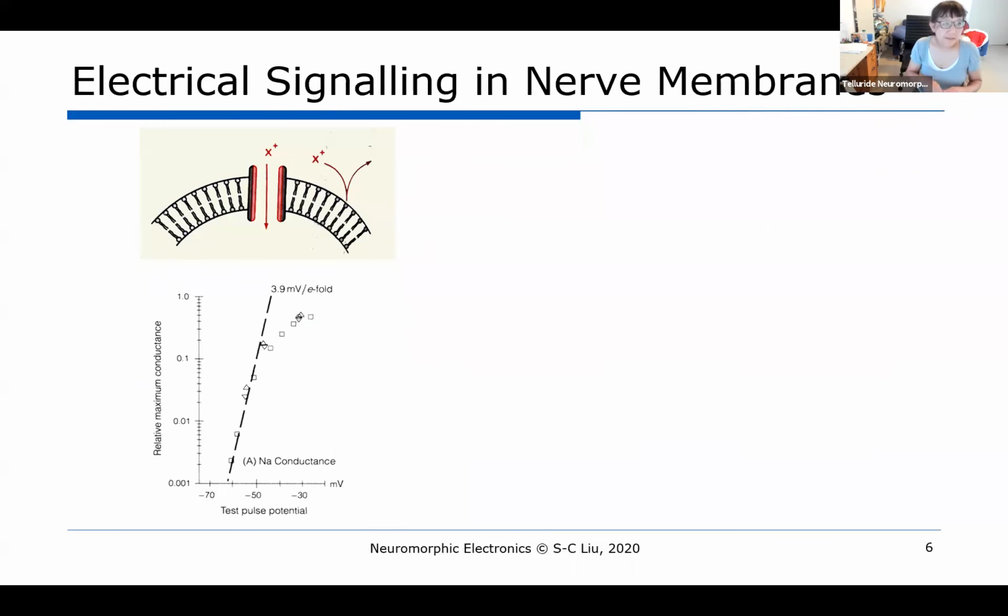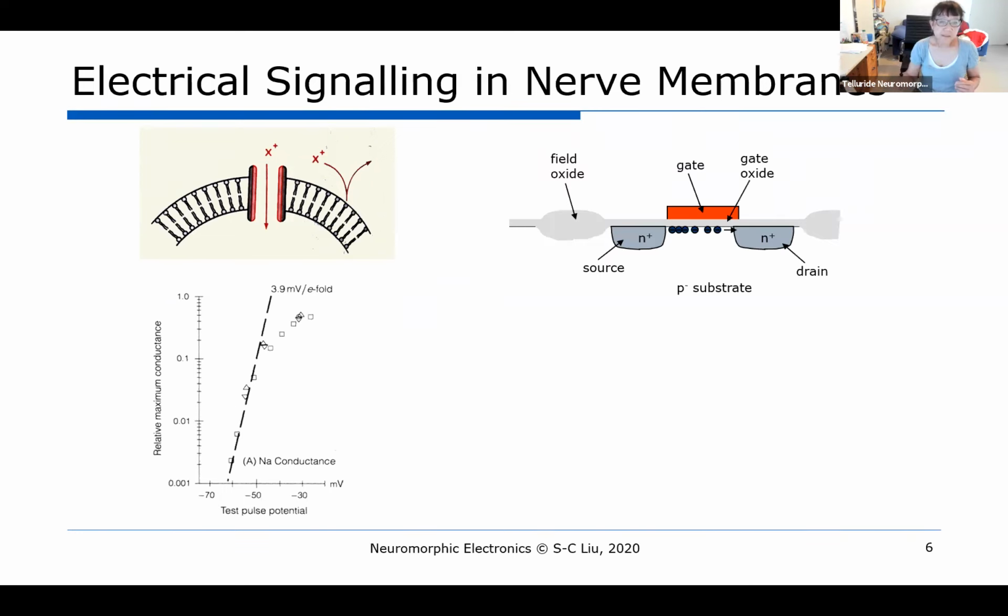And so I start with a very basic idea of electrical signaling in the nerve membranes. At the time, if you look at how you would want to emulate the signaling in a nerve channel with a transistor, first of all, the signaling in a nerve membrane happens by the flow of ions through these channels. And these channels open up more and more as the voltage across the membrane increases. So if you look at the conductance versus the voltage across the membrane, you can see it has this exponential transfer function. Now, a transistor has a very similar kind of feeling.